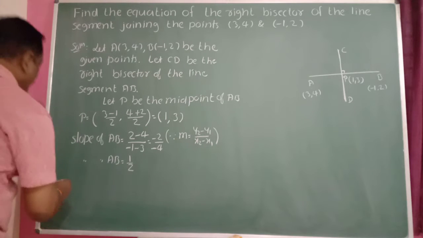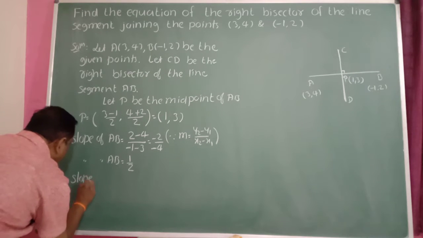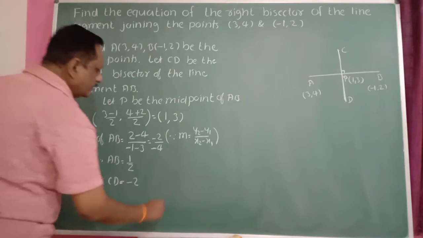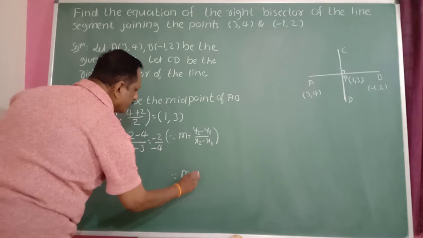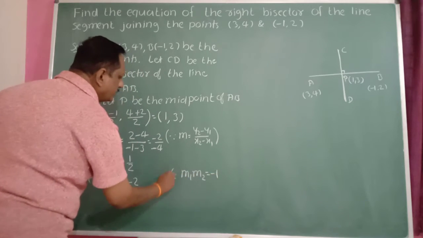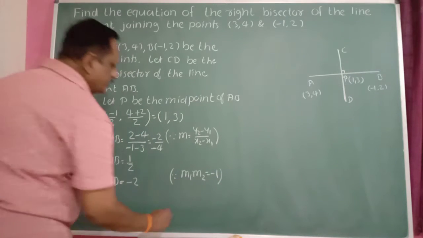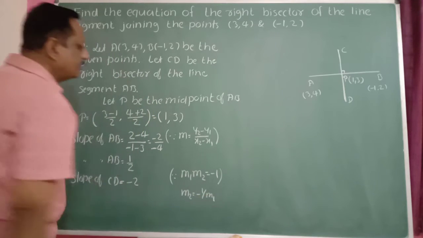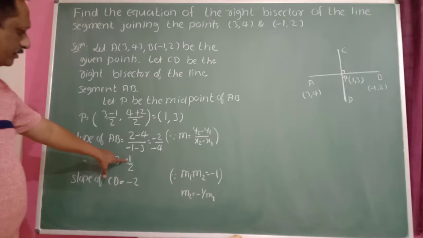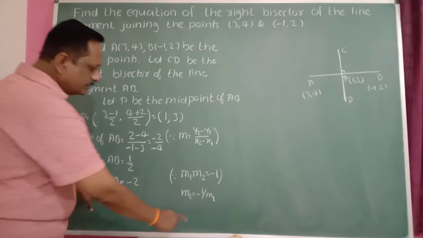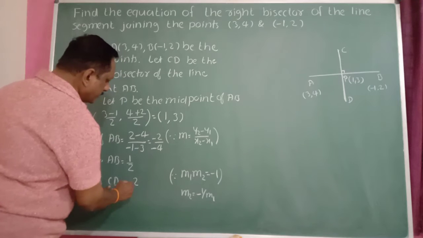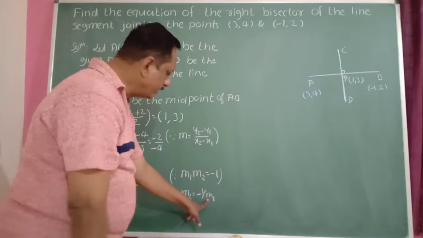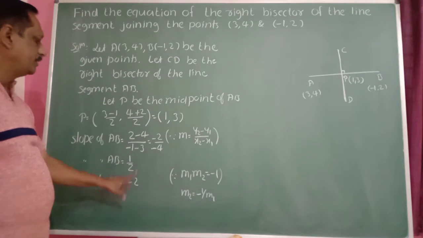Then the slope of CD. The slope of the line segment CD is minus 2. Because you know this result: the product of slopes is minus 1 only when two lines are perpendicular to each other. Hence, m2 is equal to minus 1 upon m1. Consider this one as m1, which is 1 by 2. Just replace m1 by 1 by 2. 1 by 2 goes to the numerator and the minus is there. So it is minus 2.